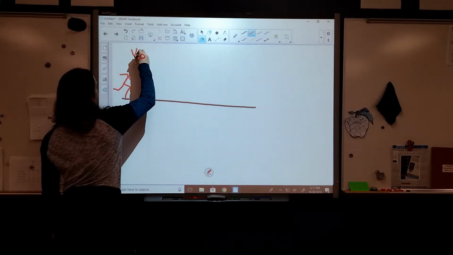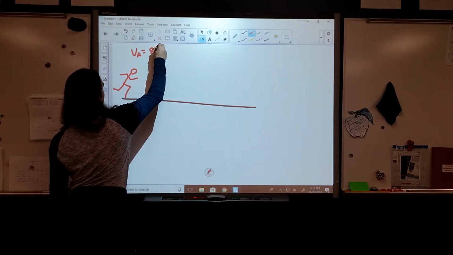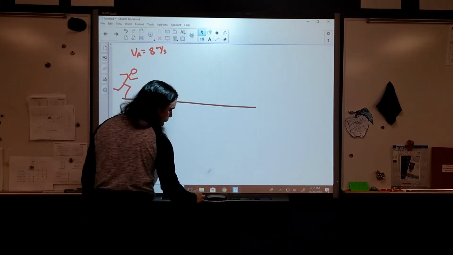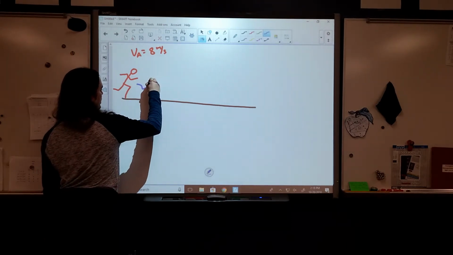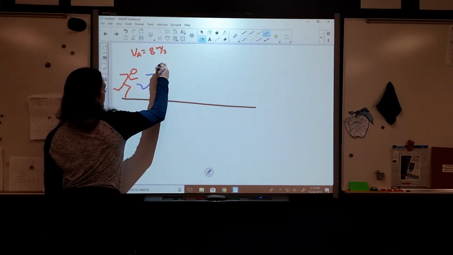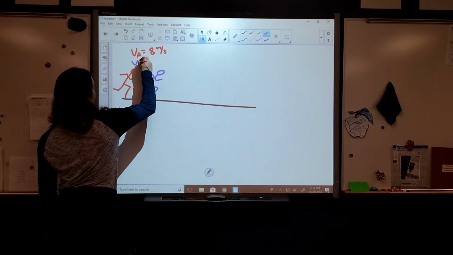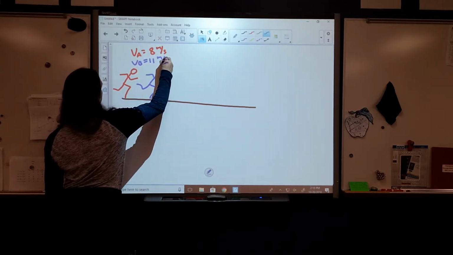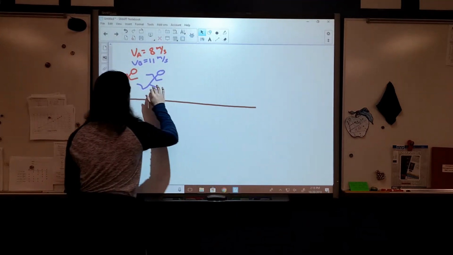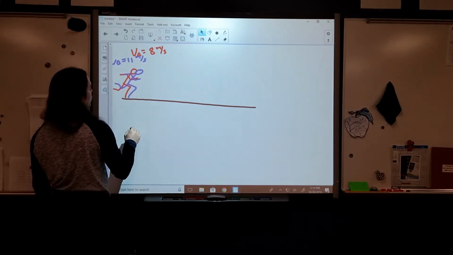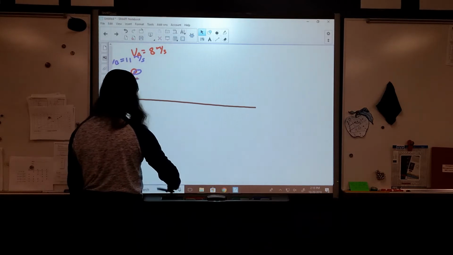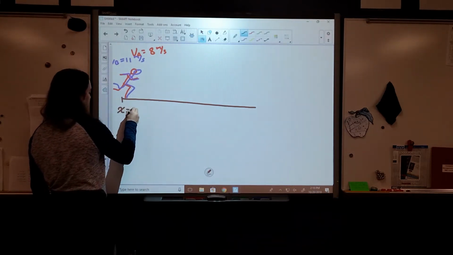Let's say that runner A is still going at 8 meters per second, and runner B is still going at 11 meters per second. Although this time I'm going to make it positive, because let's say that they start off kind of neck and neck. I did not intend for the velocity to go with them, but okay, let's say that they both start here at x equals 0.